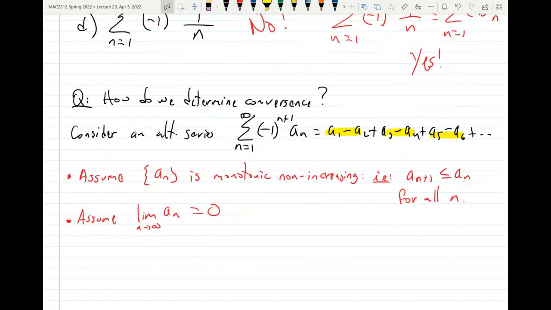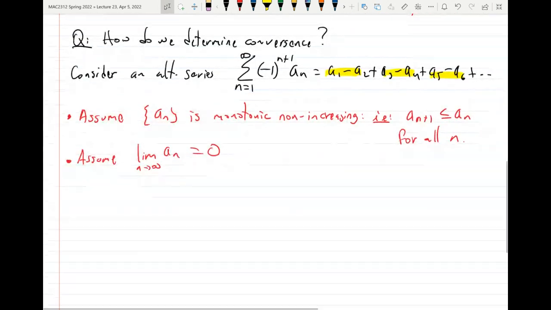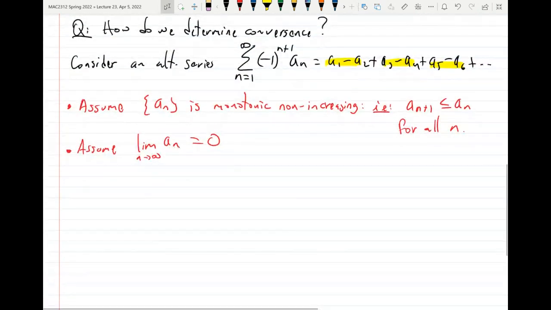Now, with this, the question is: are these conditions enough for this series to converge? By assuming these two things, is this enough to deduce convergence? If we say yes, then we are in business. In fact, the answer is yes. That's called the alternating series theorem. Okay? But what we're about to do is prove it.